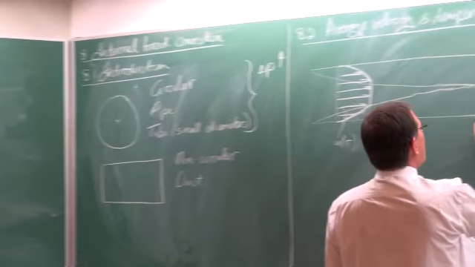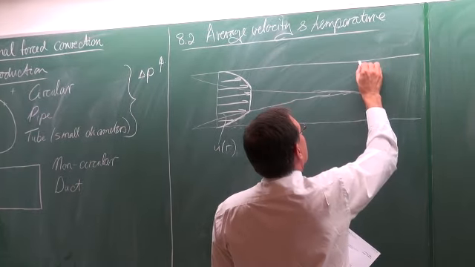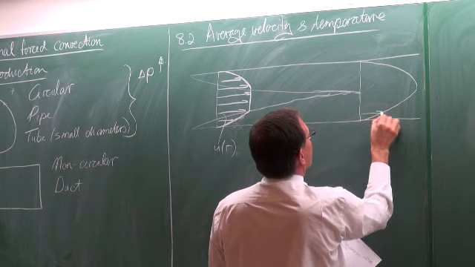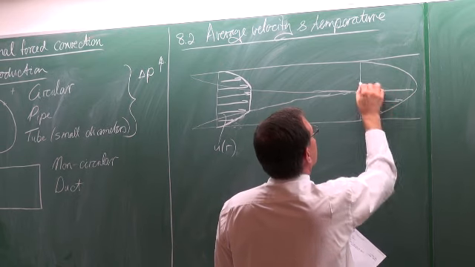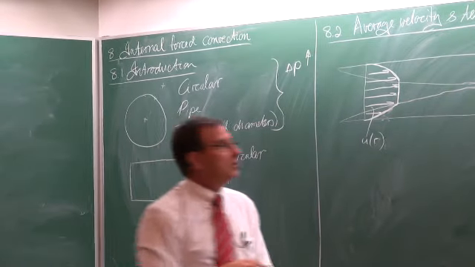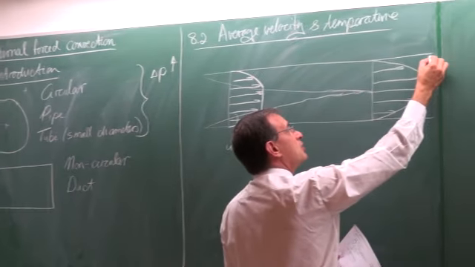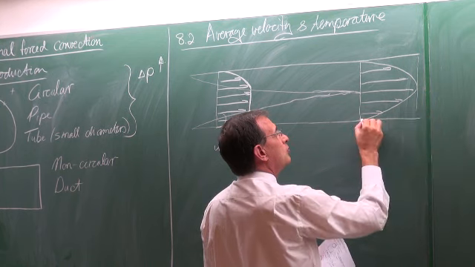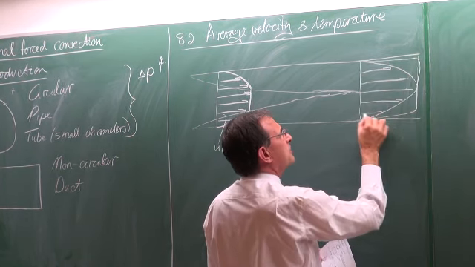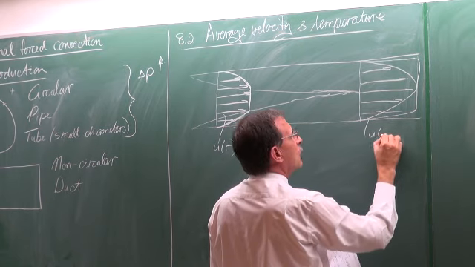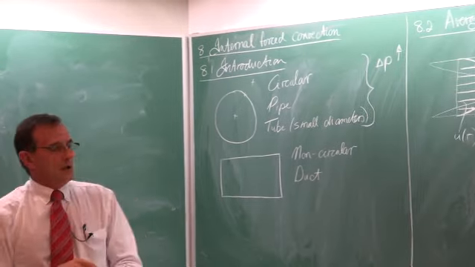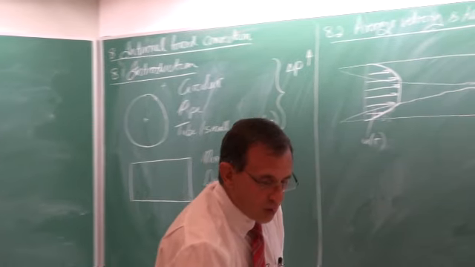If it is fully developed, then the velocity profile would look like this. Parabolic, if the flow is laminar. If not, if it's turbulent, then it would look like something like that. So there are two different possibilities. But again, the velocity is a function of r.